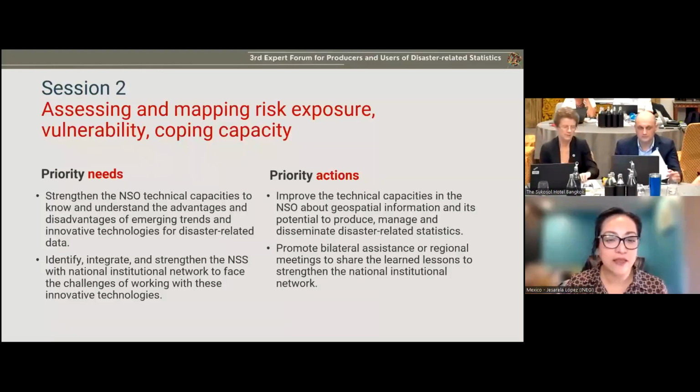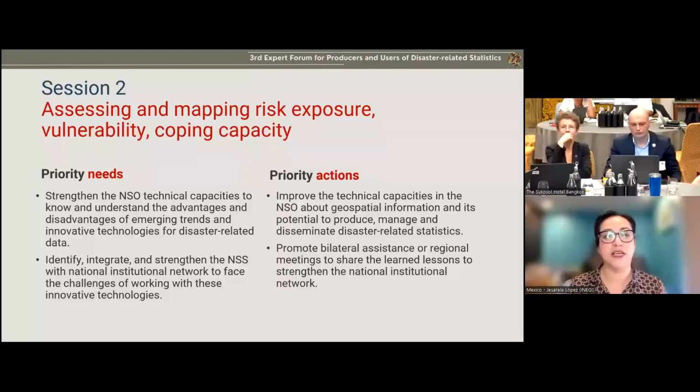And finally, we identify the need to strengthen the collaboration with the NSS to have a better response and management of the disaster cycle. These are some of the reflections that we have from our session 2, and you can see on the screen some of the priority needs and priority actions that summarize the ideas that we discussed and shared in this session. Thank you very much.